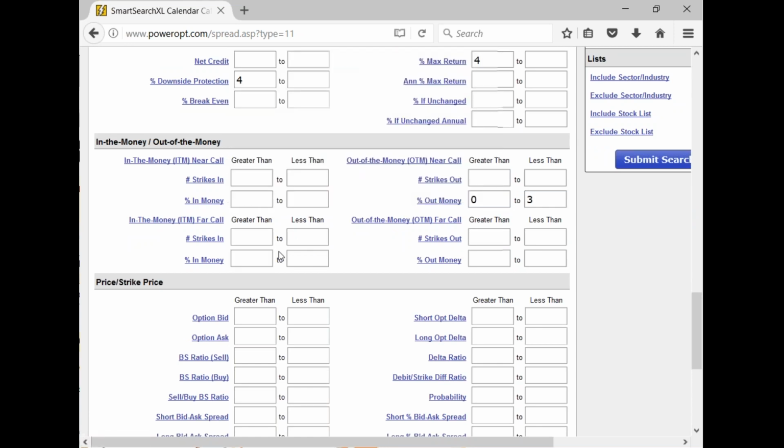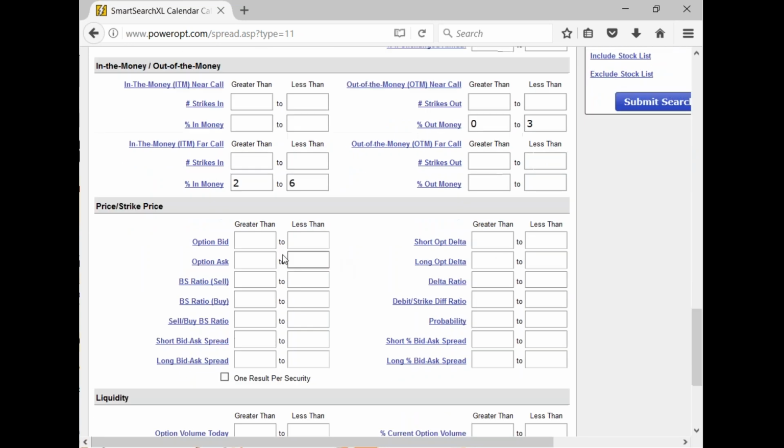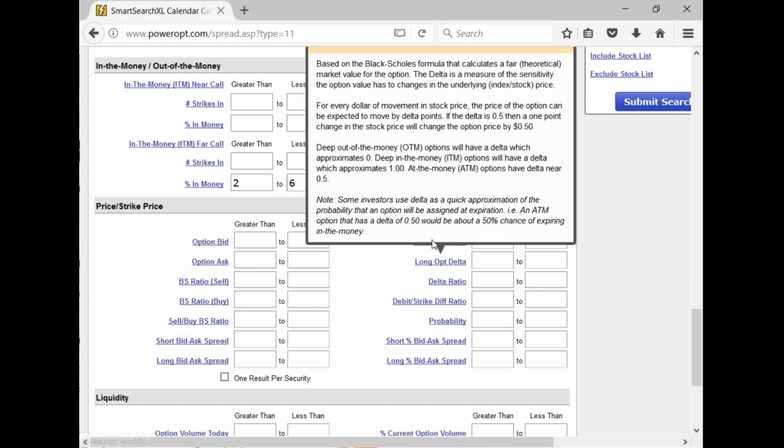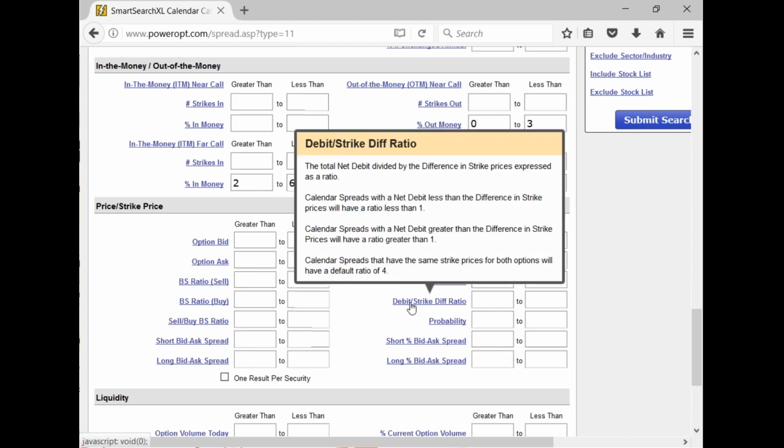And my in-the-money far call, percentage-wise, I want it to be at least maybe 2% to, let's just say 6%, 5%, I should say. Okay? And then you can set other things for the delta, your short option delta, your long option delta, your delta ratio. Look for a delta ratio of greater than 1.6 to start. And of course, for me, debit to strike difference ratio is always important. What is this? It's the net debit that I'm paying divided by the difference in the strike prices.